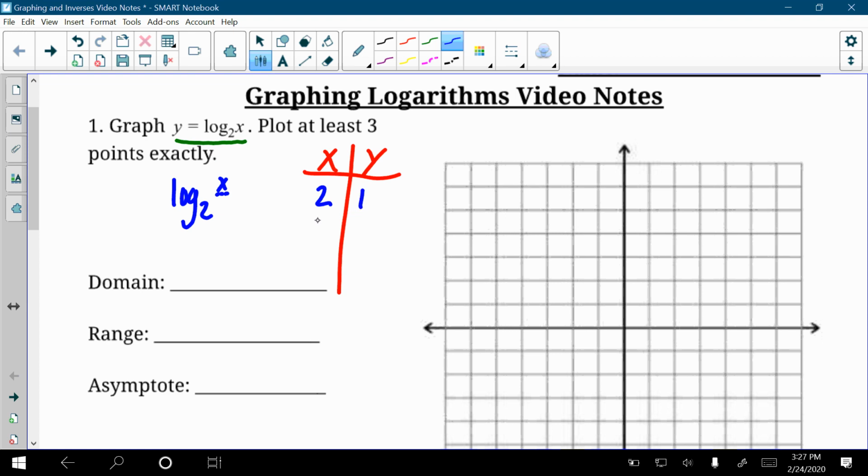If I think of something else to put in for x, I think about 1. Log base 2 of 1, 2 to what power is 1? 2 to the 0 power is 1. How about 4? 2 to what power is 4? 2 to the second power is 4. How about a half? 2 to what power is a half? 2 to the negative first power is a half. And I get some points, and I'm going to plot those points real quick. And I'm going to get a graph that looks like this.